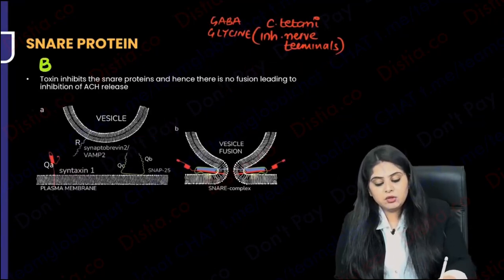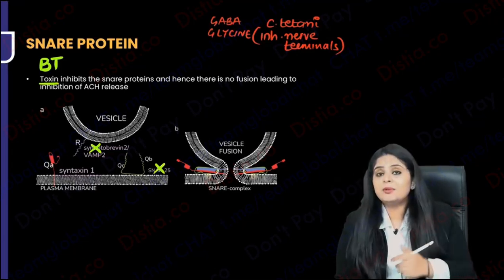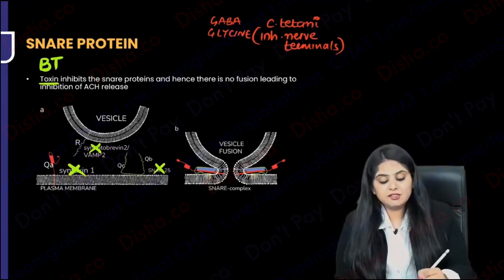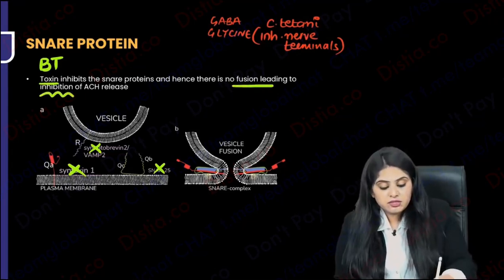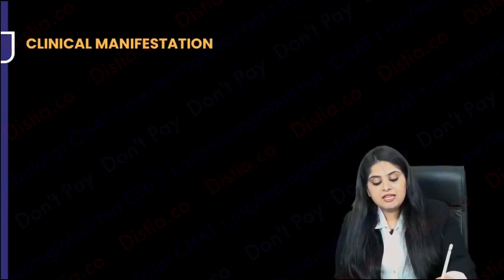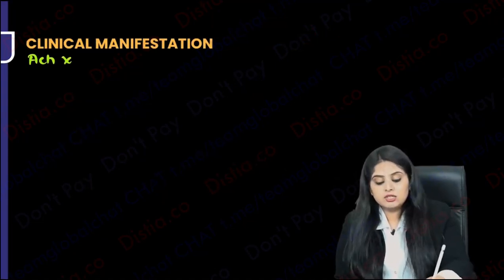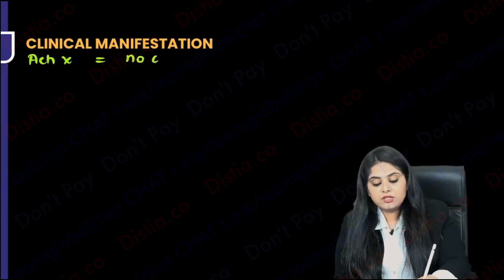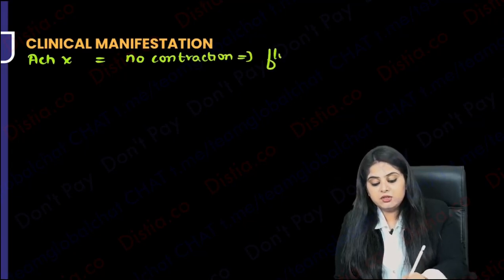This botulinum toxin is now going to come and cut off synaptobrevin, SNAP25, syntaxin, all of these are going to be cut off and there is no fusion. So what is now going to be released? Acetylcholine is not released. Guys, when I say acetylcholine is not released, it means there is no contraction. This means there is no contraction of the muscles. The muscles are gonna look very, very floppy. The muscles are gonna look very, very loose and very, very floppy.